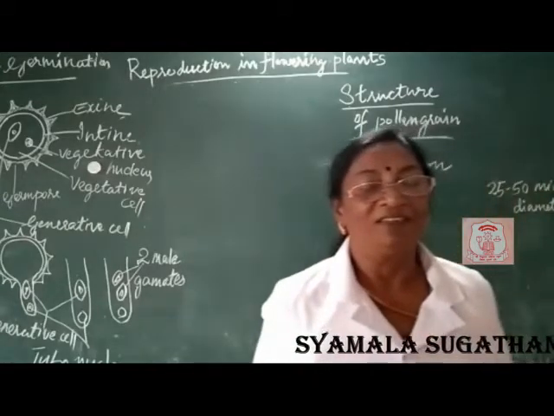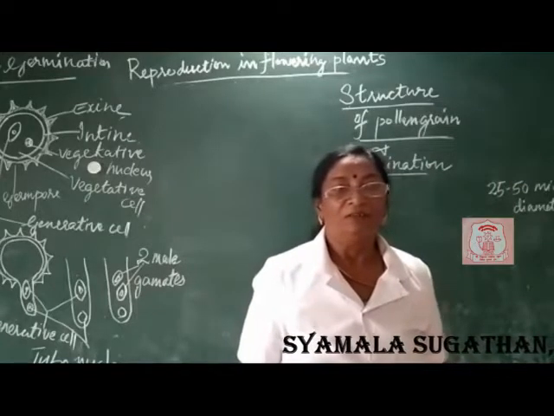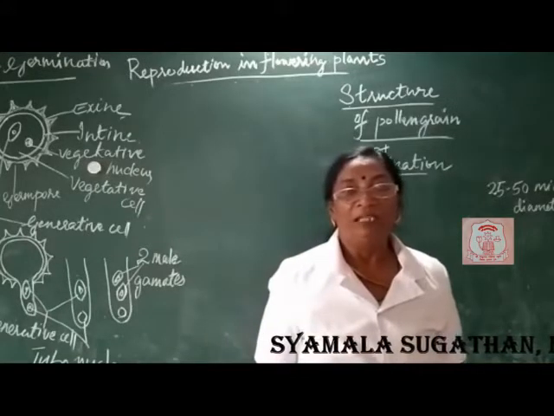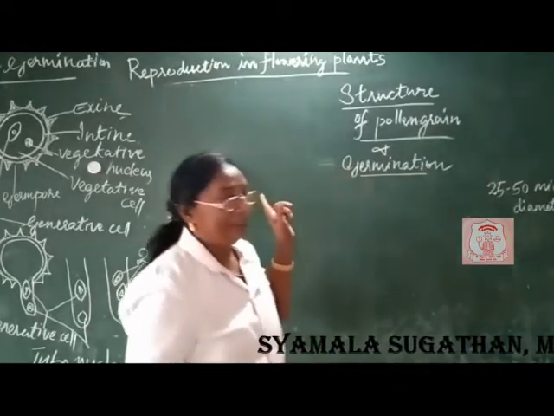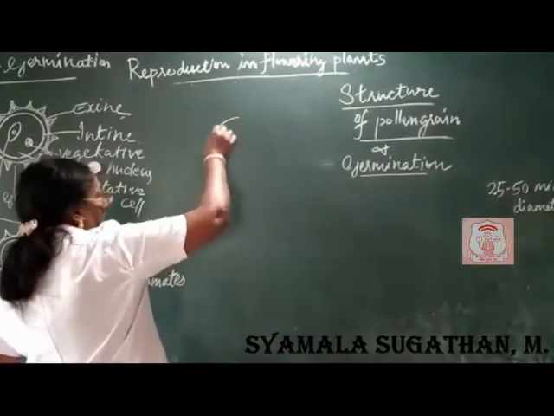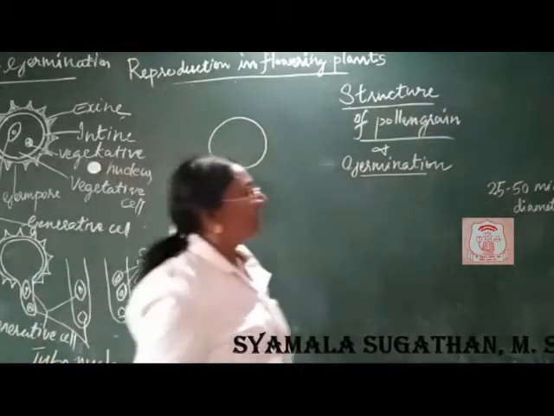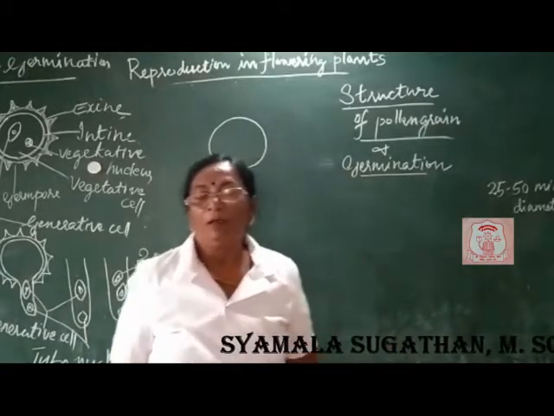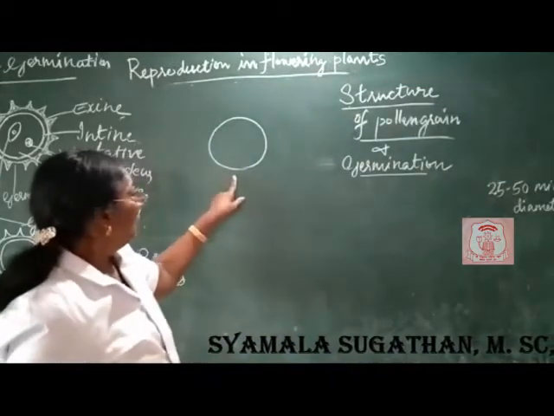Pollen grains represent the male gametophyte. When it becomes mature, they are liberated or released by the dehiscence of the anther wall. When we study the structure of a pollen grain, we can see it is a 2-layered structure, almost spherical in shape, and is 25 to 50 micrometers in diameter. And it has 2 walls.